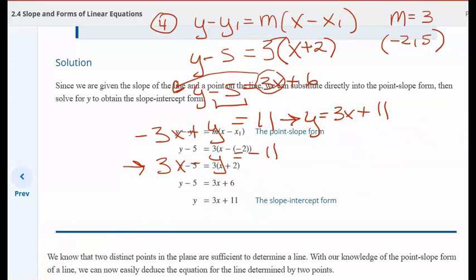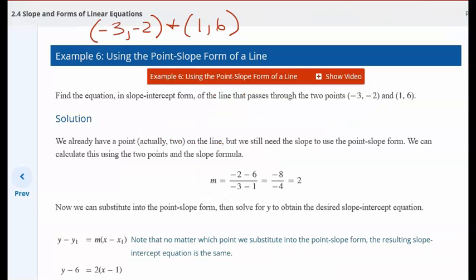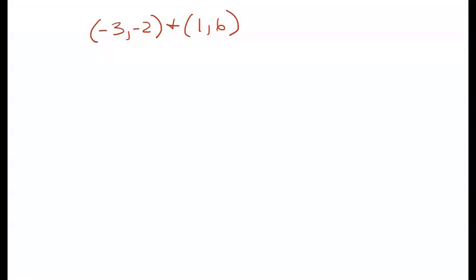Okay, we're almost finished here. In this example, they're giving us 2 points and want us to first find the slope, then use one of these points to develop the equation in slope-intercept form. This is example 6. All right, let's go to the whiteboard to do this. And we want to keep our values.